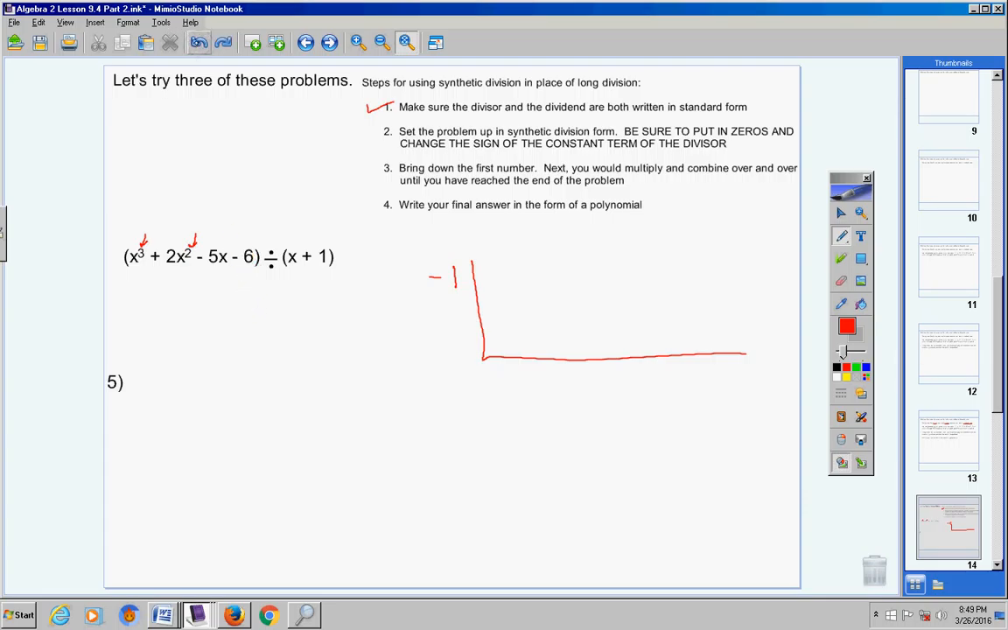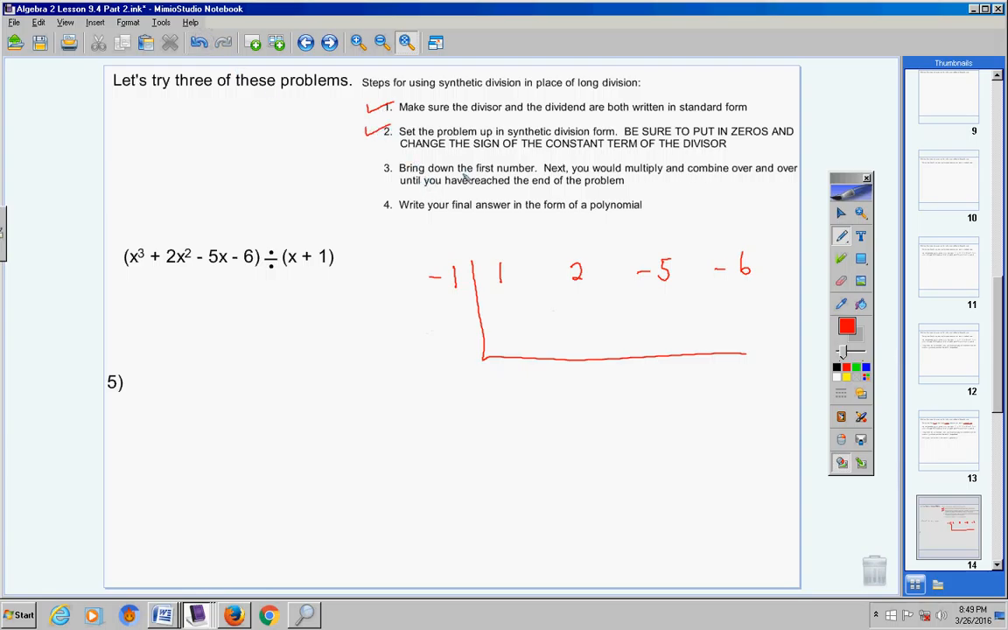Alright, so here we go. My coefficients are 1, positive 2, negative 5, negative 6. Now let's run our test. What is your degree? 3, add 1 to 3 in your head, you get 4, right? 3 plus 1 is 4. You should have 4 numbers. Do you have 4 numbers right here inside the box? Yes, you do. So you're good.